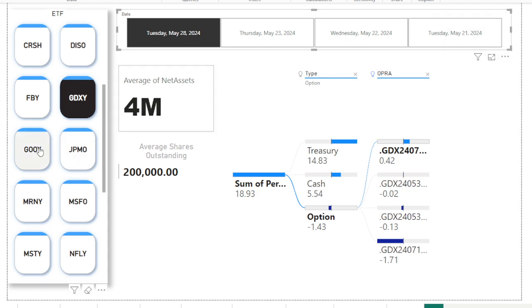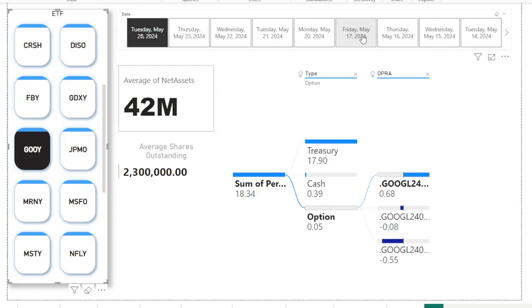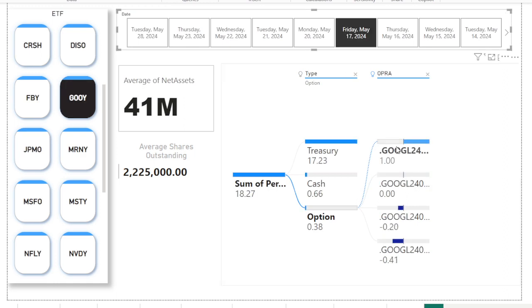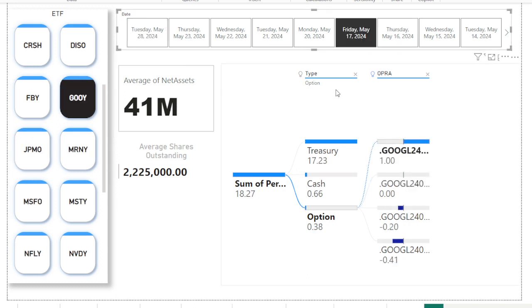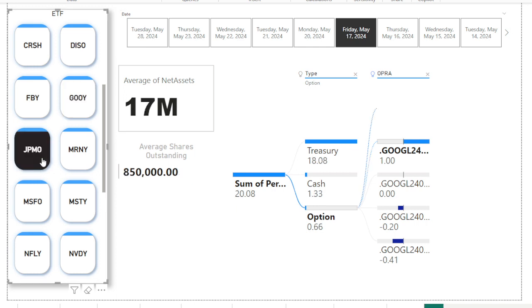And then let's take a look at GOOY. So let's take a look at what happened last week. So start off at 41 million. Share price was 18.27. Had a debit of 38 cents from last week. And then the debit unfortunately decreased, and then the share price is around 18.34. So they picked up a little bit of average net assets, so that's good.